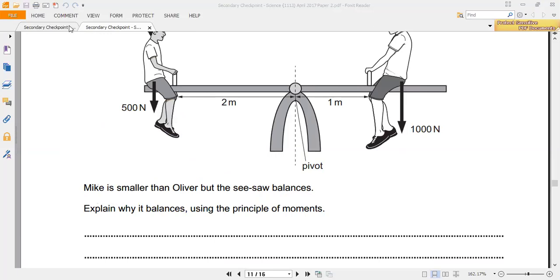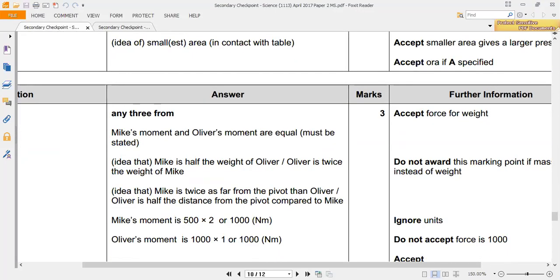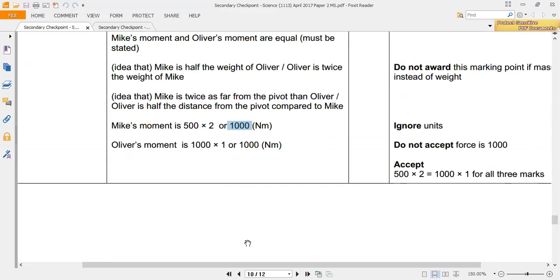Also, if you say that Mike is half the weight of Oliver, or Oliver is twice the weight of Mike, it will be accepted. If you say Mike is twice as far from the pivot as Oliver, or Oliver is half the distance from the pivot, it will be accepted. I prefer these mathematical statements. If you say Mike's moment is 500 times 2, or 1000, and Oliver's moment is 1000 times 1, or 1000, these will also be accepted as valid marking points.